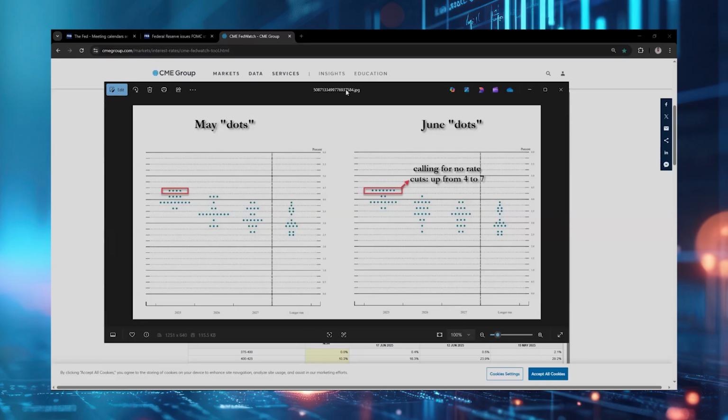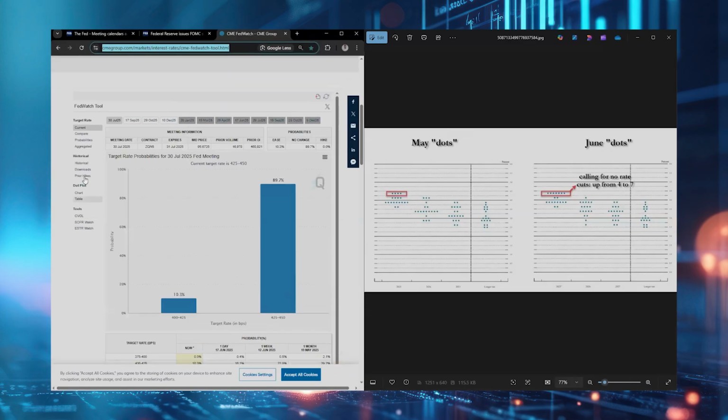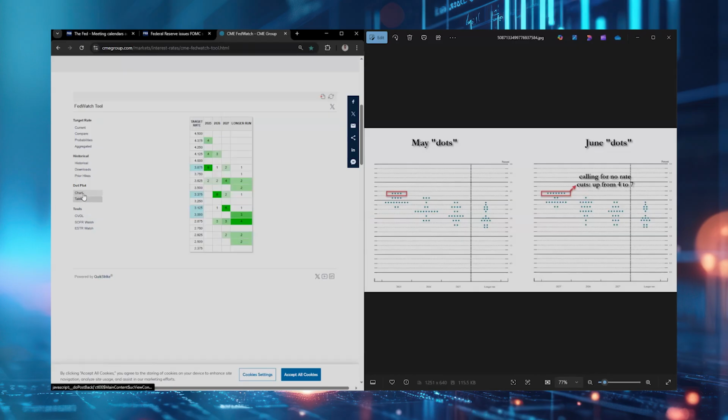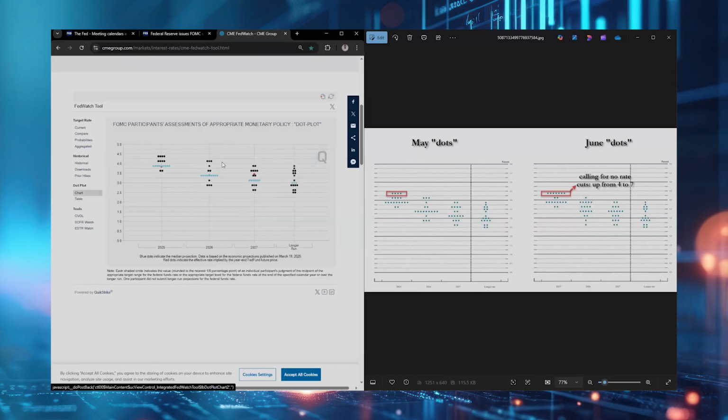Okay, so let me just divide my screen again. If you come to dot plot here, on the first, second, third option, and you click into chart, you'll be able to see this one. So that's May dots here, and that's June dots.